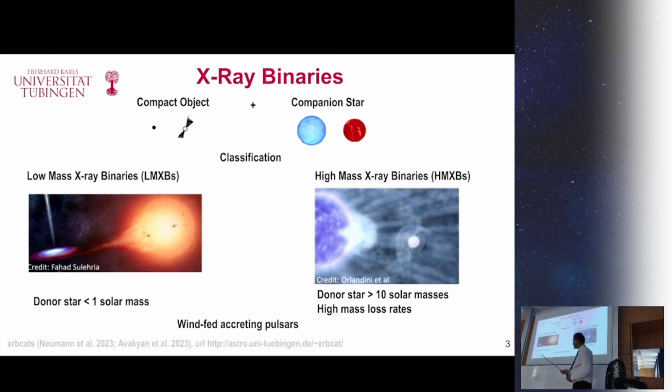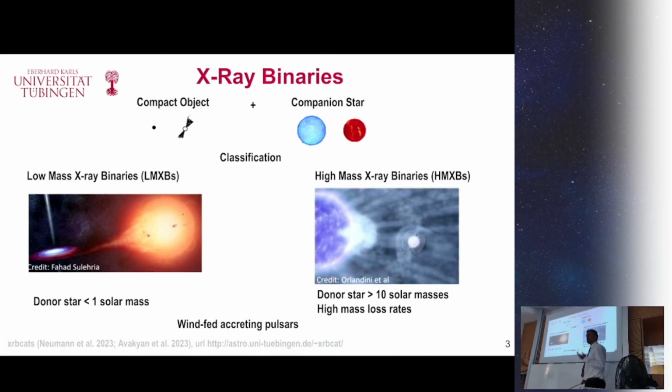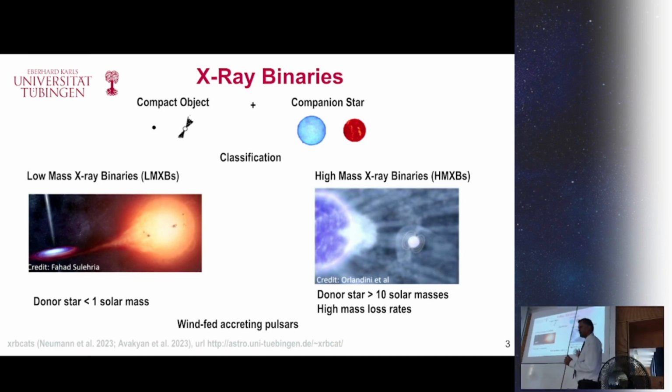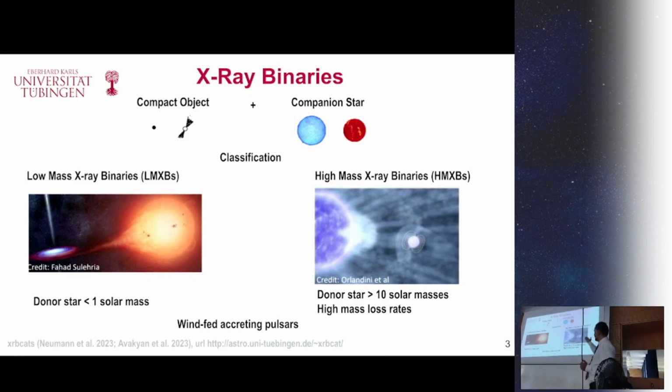So for example, if the donor star is less than 1 solar mass, then we classify these systems as low mass X-ray binaries. Whereas if the donor star is more than 10 solar masses, these have high mass loss rates, and we classify these systems as high mass X-ray binaries. Now, given that both of my sources are wind-fed accreting pulsars, the focus of the presentation today will be centered around high mass X-ray binaries consisting of a neutron star.